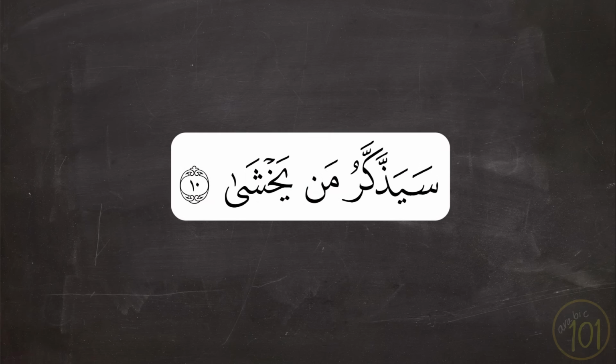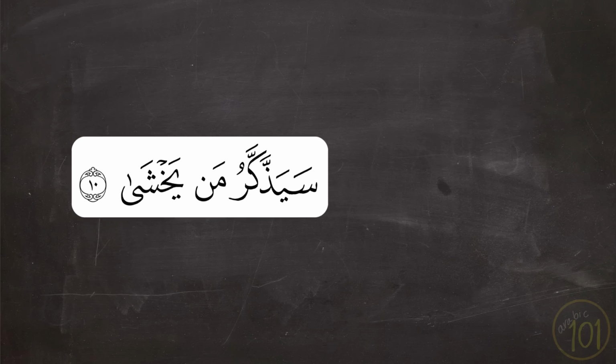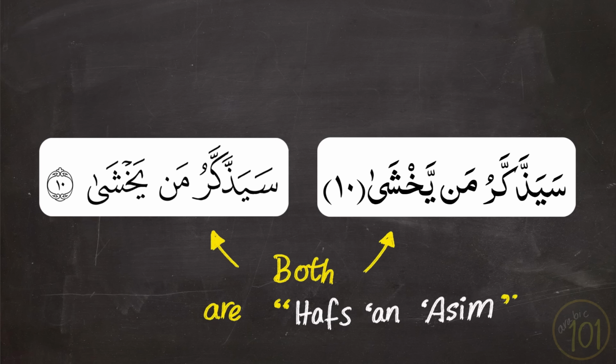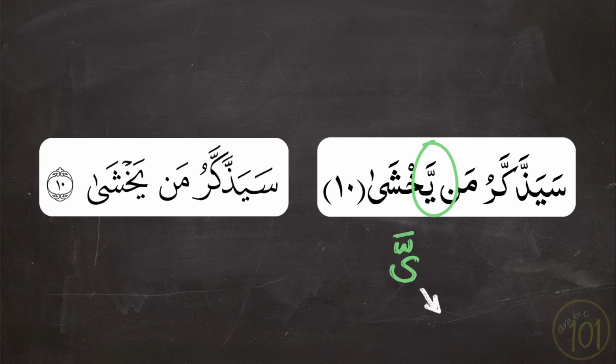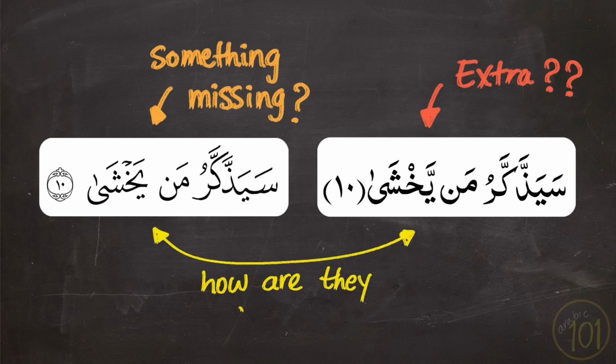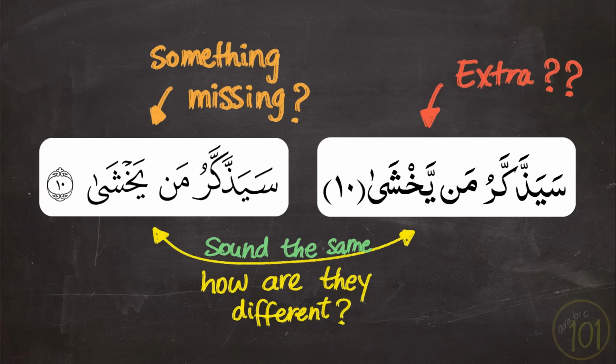This is how Ayat 10 from Surah Al-A'la looks in the Medina Mushaf with the riwayah of Hafs an Asim. This is also the same ayah from another Mushaf, also with the riwayah of Hafs an Asim. The thing is, there is a Shaddah there, but here there isn't. Now, considering that Shaddah is a duplication of a letter, it would be fair to ask if there is something missing here or something is added there. How is there a difference? And does it affect what it sounds like?